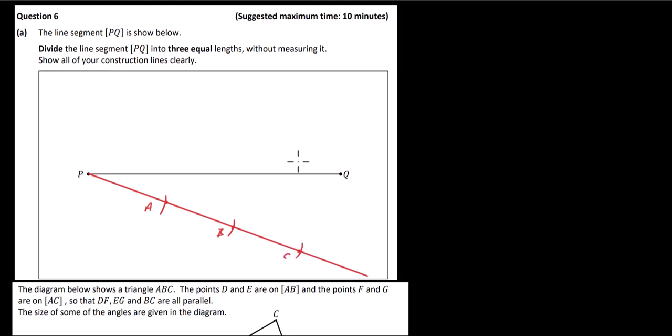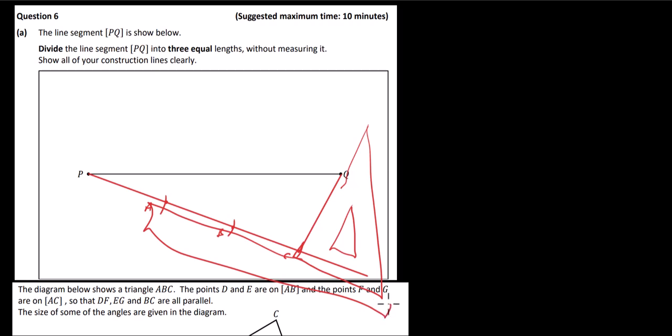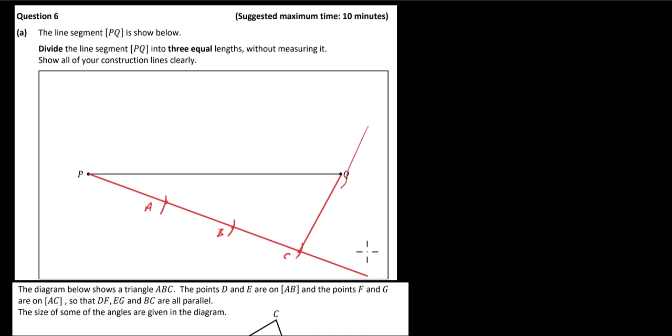So the next thing you would do then is connect C up to Q. I'm going to take C, connect it up to Q. And then what you need to do is get a set square and a ruler and draw parallel lines. So your set square will end up here. Your set square will be here. Put your ruler along this way. This is very rough. And just slide the set square up along this way to B.